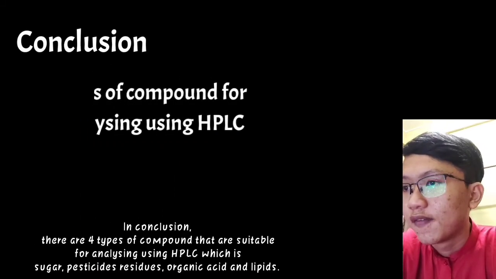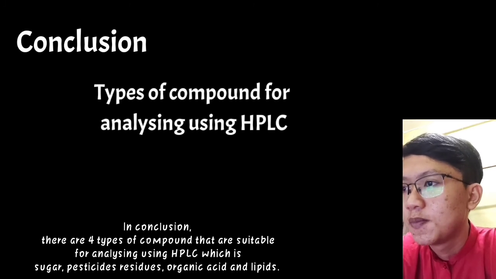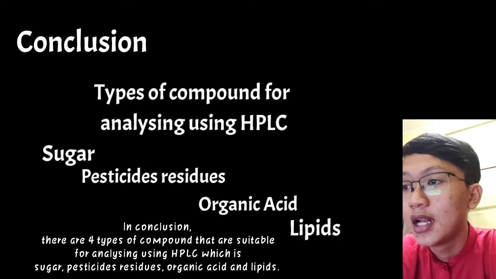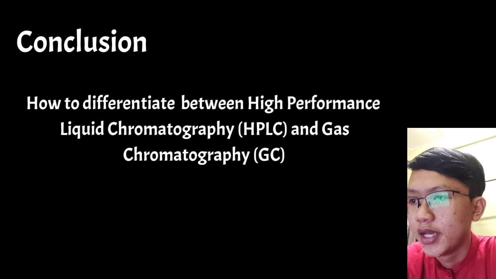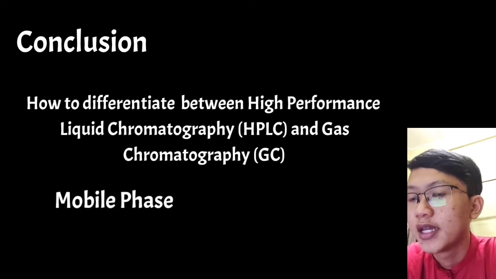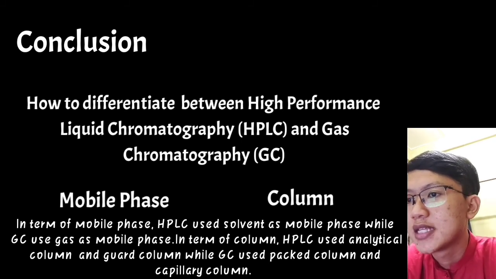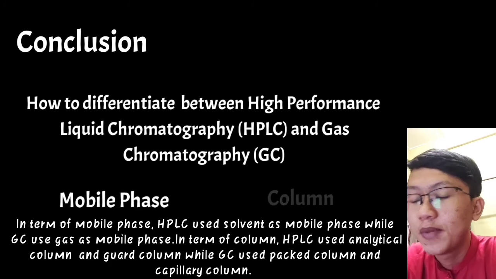In conclusion, there are 4 types of compounds that are suitable for analyzing using HPLC, which are sugar, pesticide residues, organic acid, and lipids. How to differentiate between HPLC and GC in terms of mobile phase and columns? In terms of mobile phase, HPLC uses solvent as mobile phase, while GC uses gas as mobile phase. In terms of columns, HPLC uses analytical column and guard column, while GC uses packed column and capillary column.